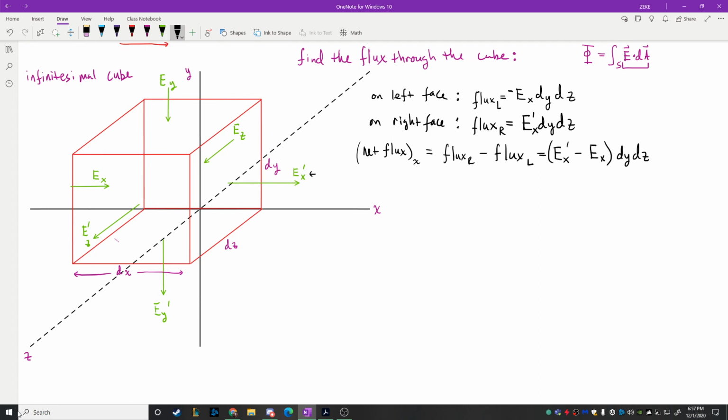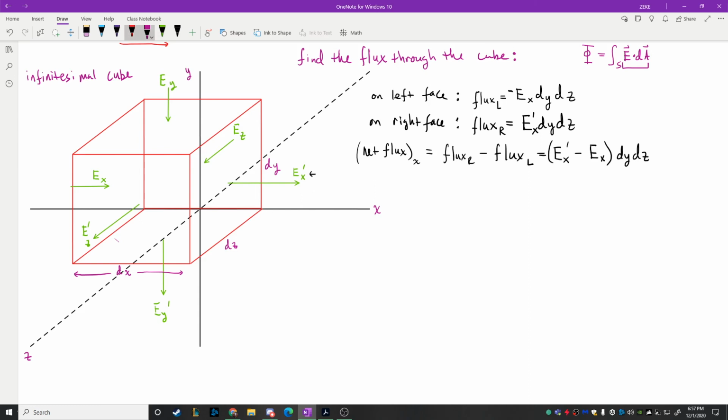Okay. So do you all understand this part at least? That the flux flowing in the x direction is going to be this? All right. Now here's the next part of it. This part's a little bit tricky, but it's something that you've kind of seen before.